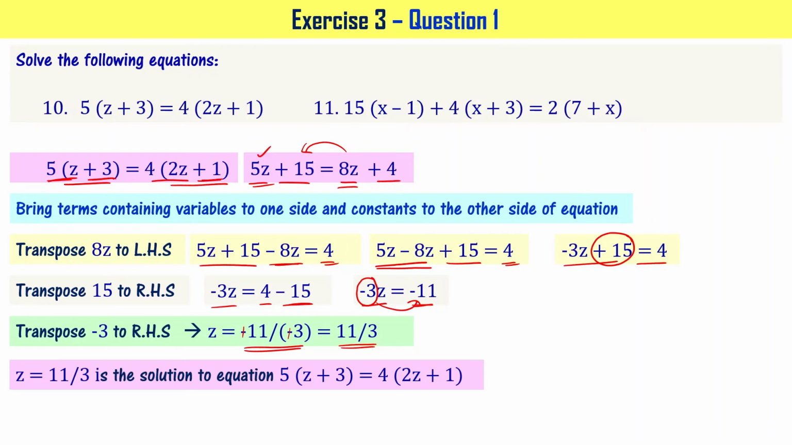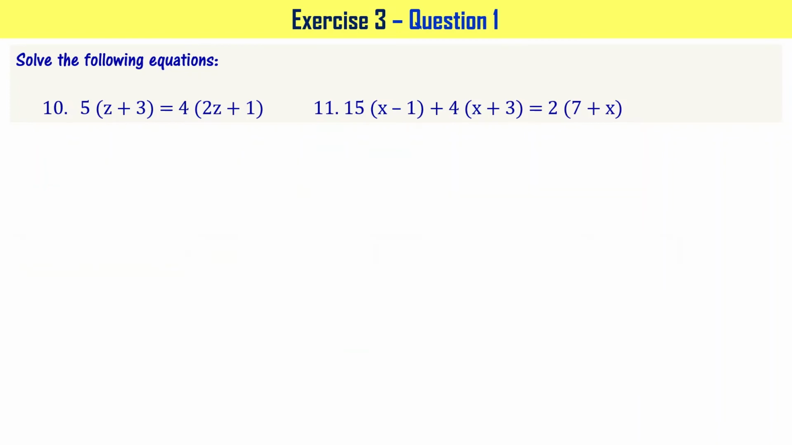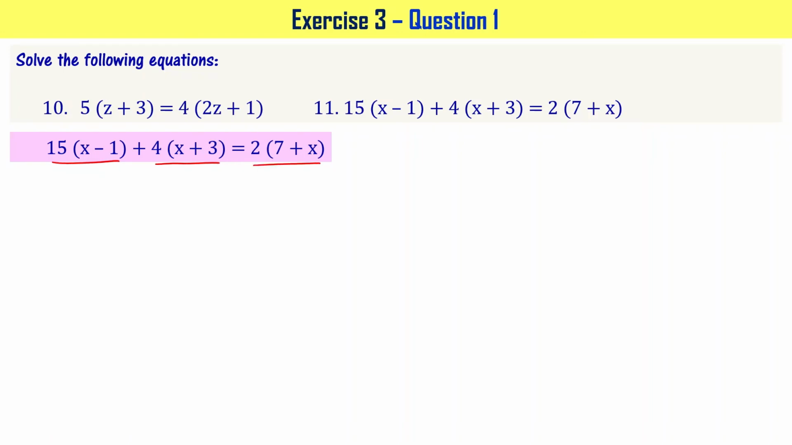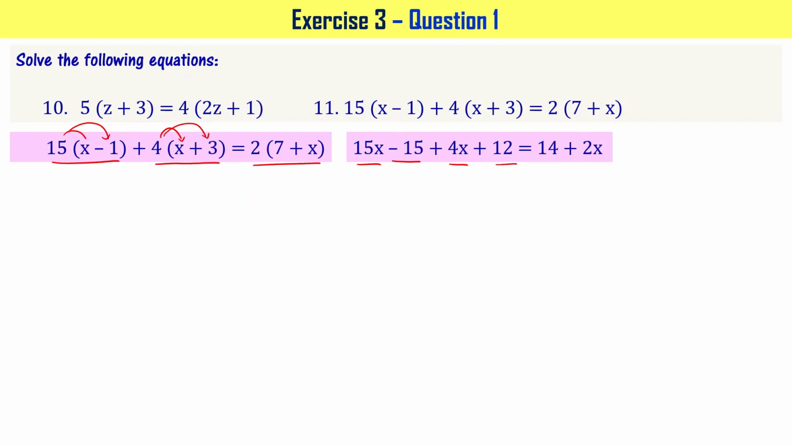Got it? The next problem is 15 times x minus 1 plus 4 times x plus 3 equal to 2 times 7 plus x. Let's start writing this in expanded form. 15 times x is 15x and 15 times minus 1 is minus 15, right? 4 times x is 4x and 4 times plus 3 is plus 12, right? Here we have plus sign, that's why I have plus sign here also.